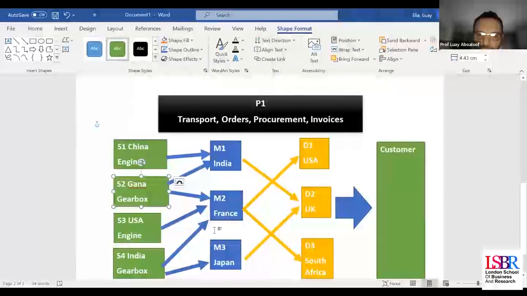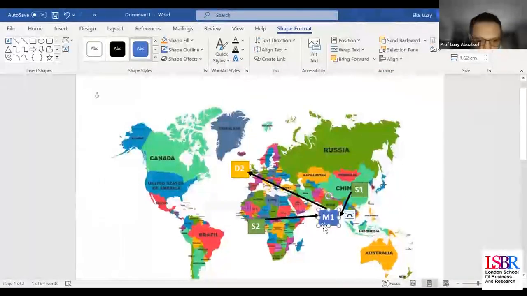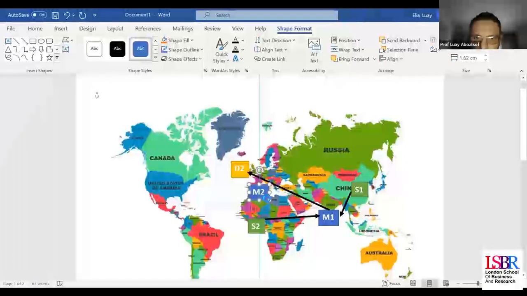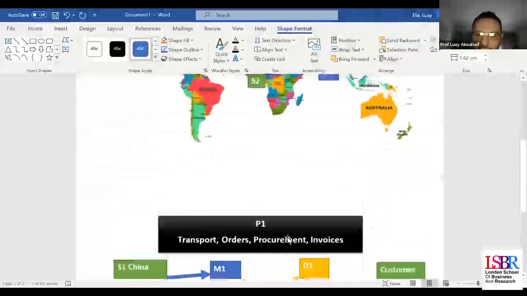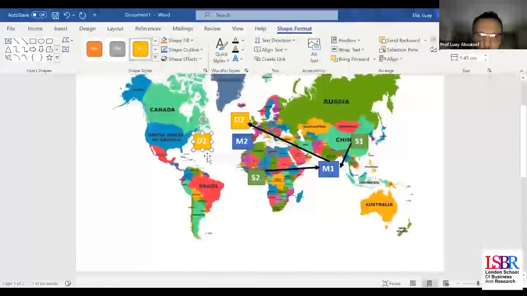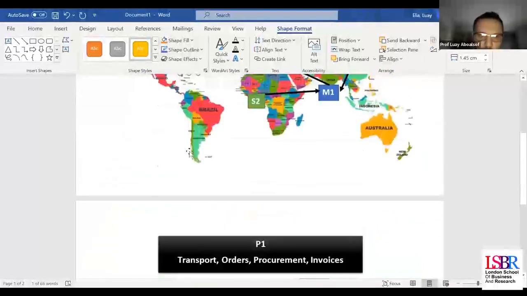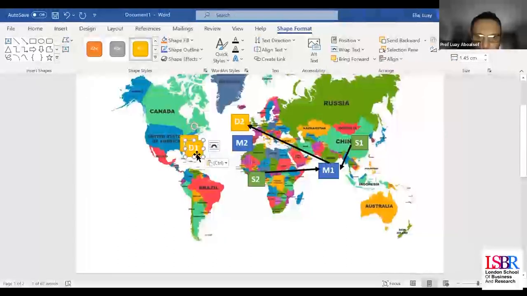SCOR two: S2, we have it already, going to M2. Okay, and M2 is in France. So I have M2 in France, which will be somewhere here, right under the UK. And then M2 going to USA and South Africa, for D1 and D3. D1 is America, and D3 is South Africa there.